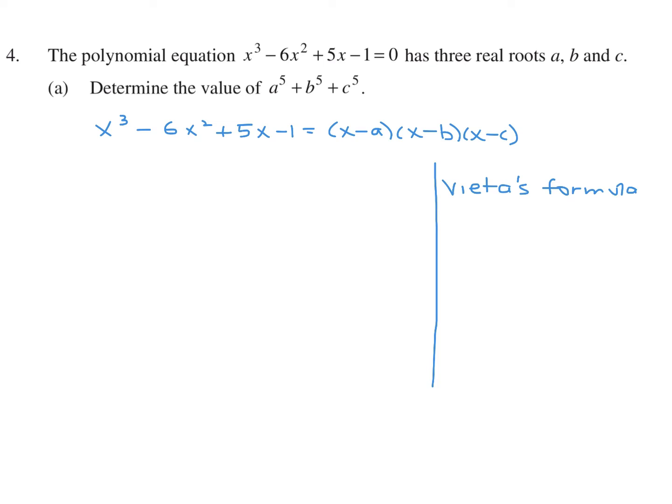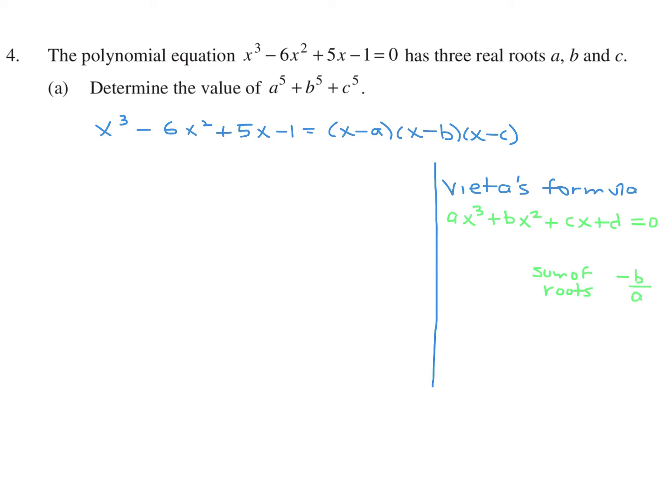If you have a polynomial of the form, let's say, ax squared plus bx plus c, then there's a formula for the sum of the roots and the product of the roots. But in our case, we don't have ax squared. We have ax to the power of 3 plus bx to the power of 2 plus cx plus d equals 0. So what is the formula? The formula states that the sum of the roots is equal to minus b over a.